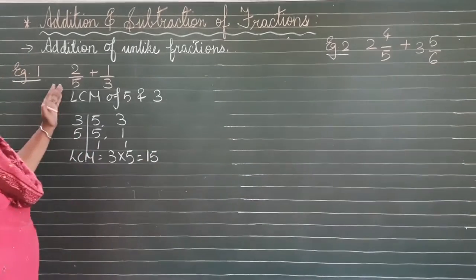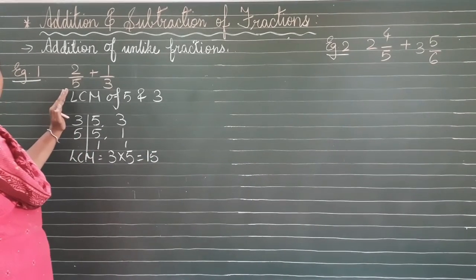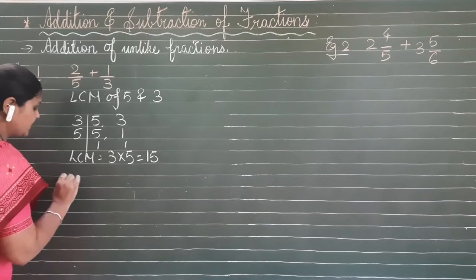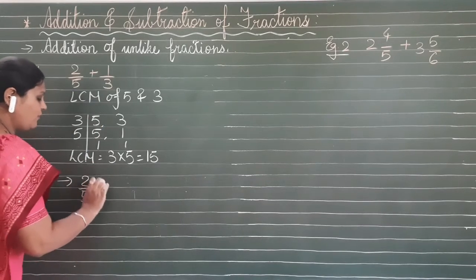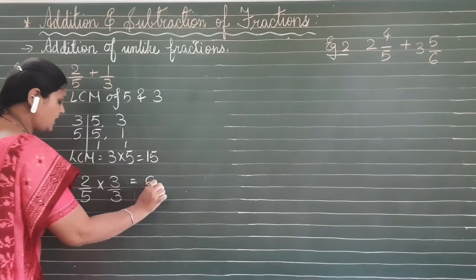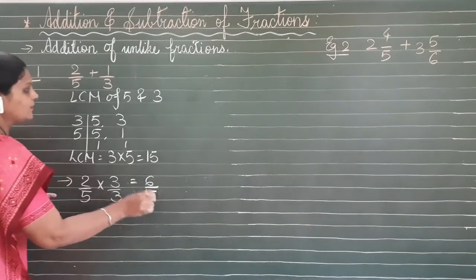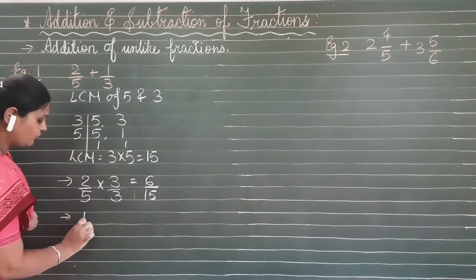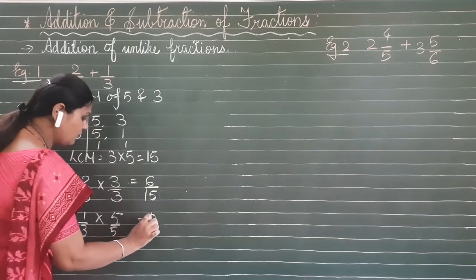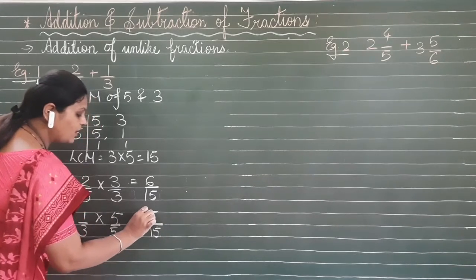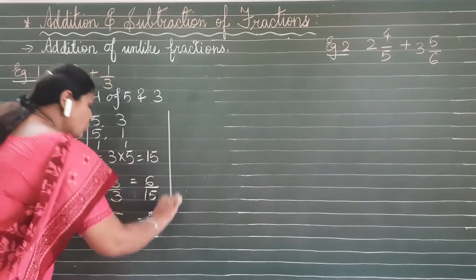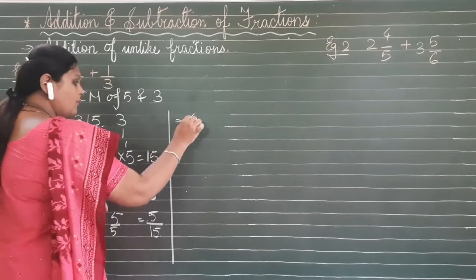Now we will make fractions equivalent, or we can say we will make denominator equal. First fraction is 2 upon 5 multiply 3 upon 3. 2 threes are 6, 5 threes are 15. Same way 1 upon 3 into 5 upon 5. So 5 upon 15. Now both the denominators are equal. So we can add the fractions.